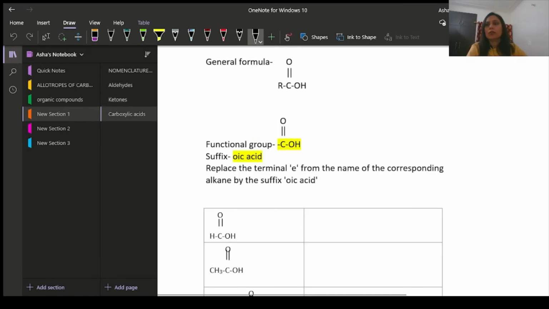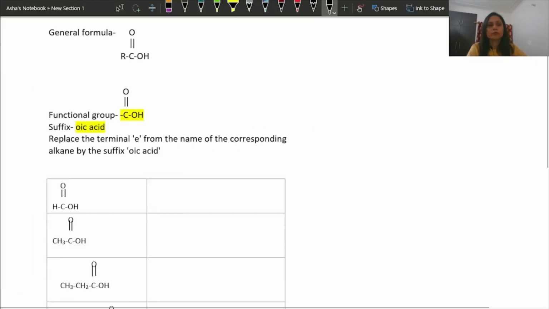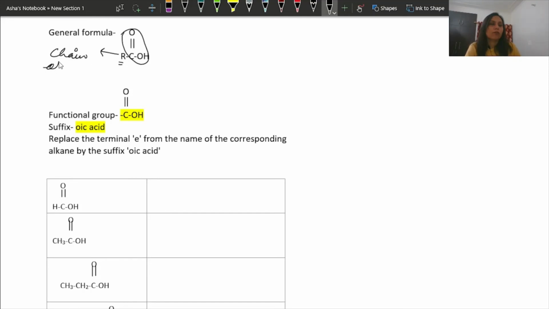So this is the carboxylic acid. Now the carboxylic acid, how are you going to identify it? Its general formula is RCOOH. Now this COOH is basically the functional group, and R is the chain of carbon atoms, right? So this is the functional group.